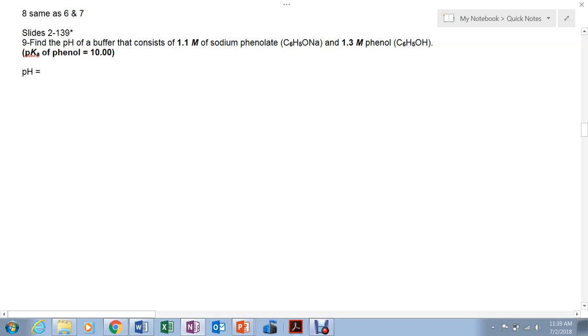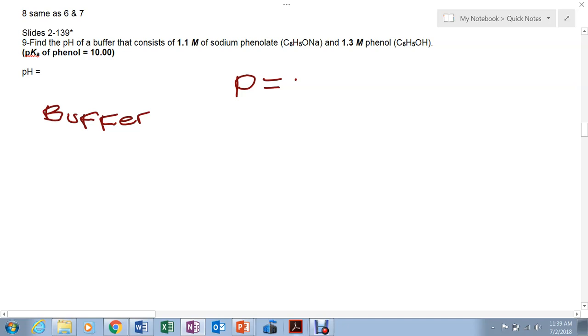Let's do question number 9. Basically, on number 9 we have a buffer. I already went through the buffers, okay? And we look at the equation with which we can find the pH of a buffer.